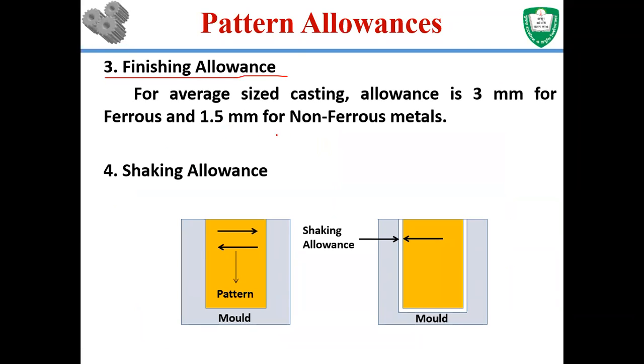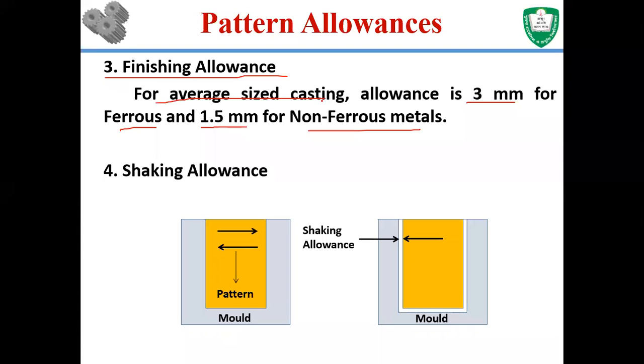If you need to finish a casting, then you need to increase the size of the pattern. For the first two allowances we are increasing the size of the pattern, and this third one we are also increasing the size of the pattern. For average sized casting, the allowance is 3 millimeter for ferrous material, that means material which is mostly iron, and 1.5 millimeter for non-ferrous material, for example copper, aluminum, or other non-ferrous materials.